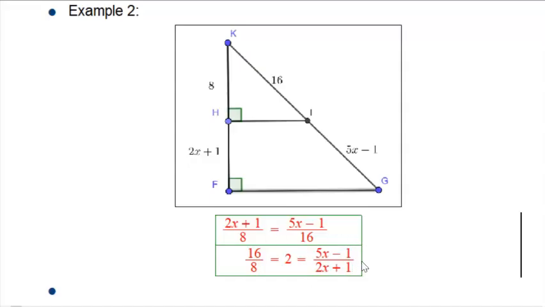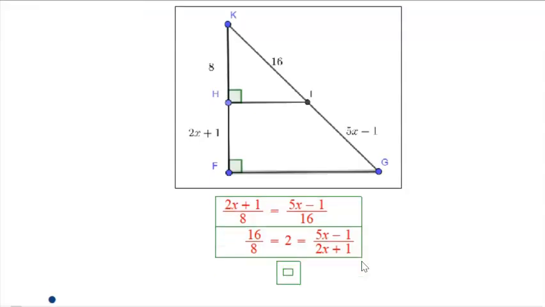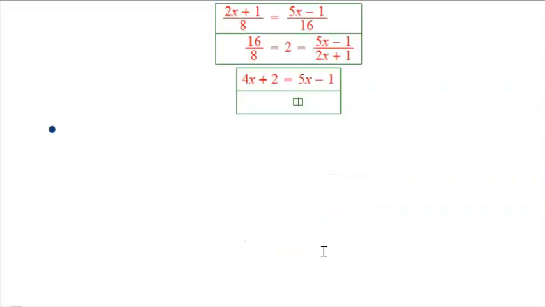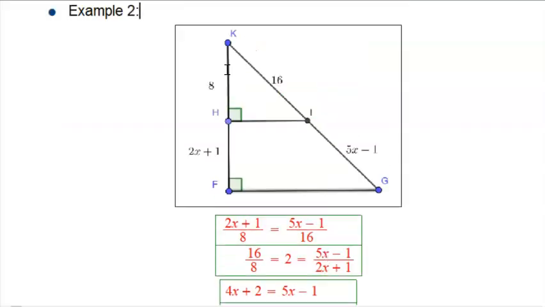I'll just go ahead and riff off this second one since I just wrote it down, and I'll just cross multiply. I get 4x plus 2 equals 5x minus 1, and I get 3 equals 5x minus 4x. Hey, that's x. So x equals 3 again. Okay. So no matter how these guys are marked with x's and things like that, you're going to be able to write a proportion, and then you're going to be able to solve it. Sometimes it'll be a quadratic. We'll see that in the next video.